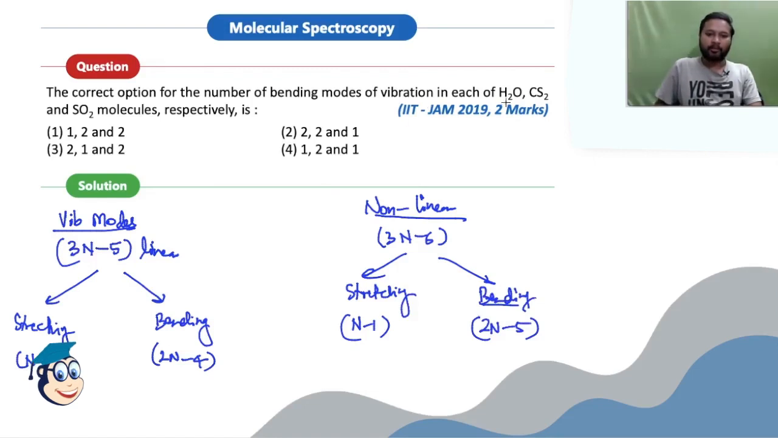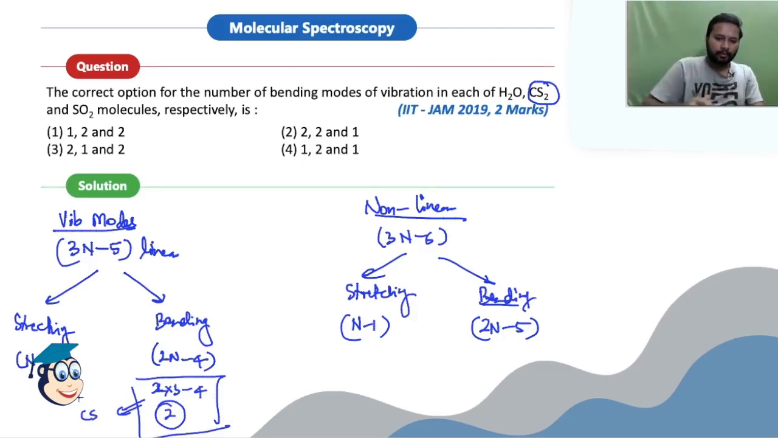Now in the molecules, you can see that CS2 is a linear molecule, whereas H2O and SO2 are both non-linear molecules. So for both of them the non-linear formula will be followed, and for CS2 you will follow the linear formula. For CS2 how much will you get? You have 3 atoms, so 2 into 3 minus 4. 2 into 3 is 6, and minus 4 is 2. So whatever you calculated, you calculated for CS2. For CS2 we got 2.